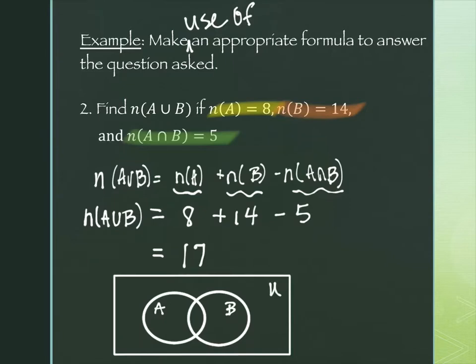The fact that the number of items in A is 8 does not put an 8 out here in circle A, because there are two pieces of this picture, namely the circle A on the outside part and the overlap part, that both have to include the 8.